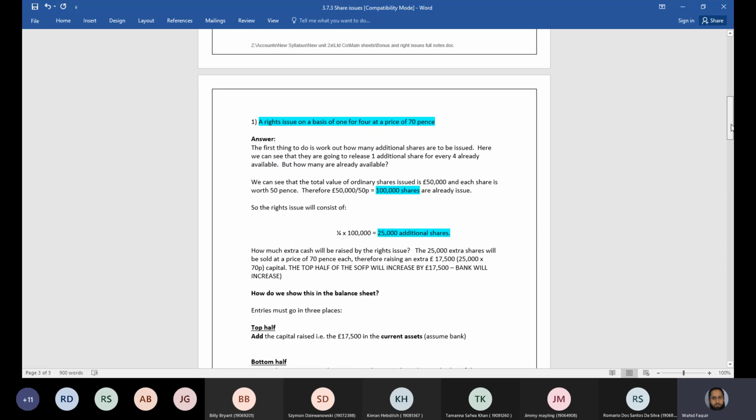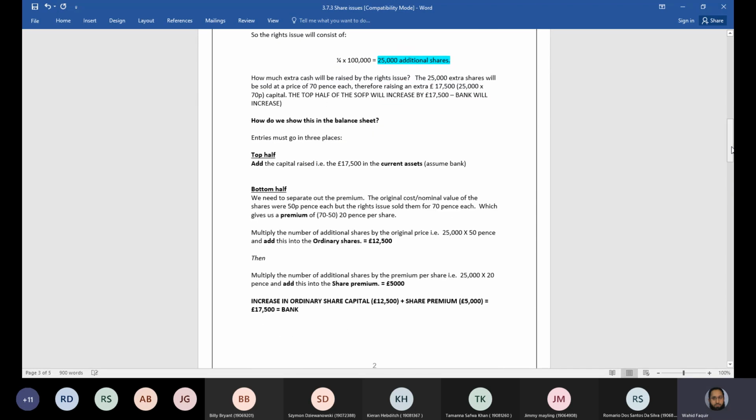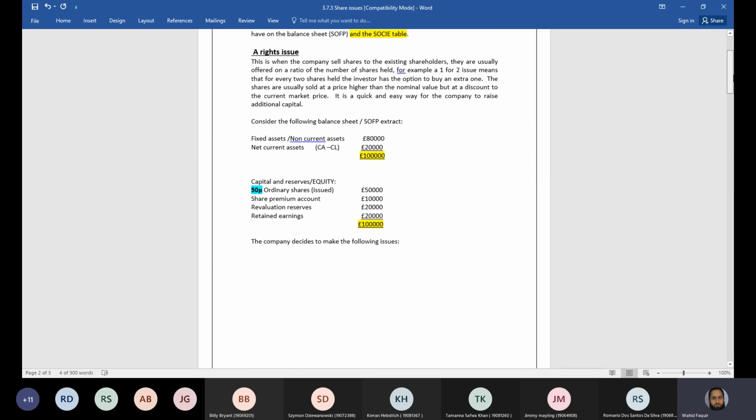And we've done the calculations for them. The two calculations were the top half of the balance sheet, i.e. bank, would go up by 17,500. And we know the bottom half of the statement of financial position will go up by the same amount, but it will be split between ordinary shares going up by 12,500 and the share premium going up by 5,000. So that's our starting point. We're on 2 pages, unfortunately. I think I might cut and paste this. I'll copy it.